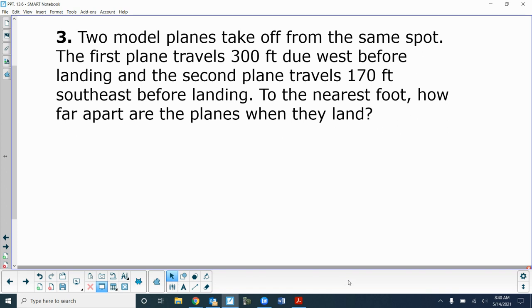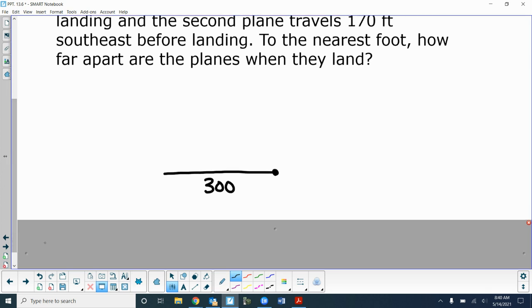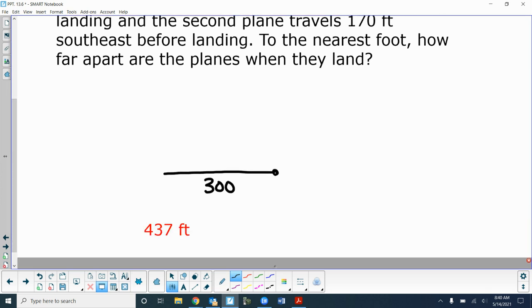Two model planes take off from the same spot. The first plane travels 300 feet due west. So it started, let's say, here. Due west would be that way, right? 300 feet. And the second plane travels 170 feet southeast before landing. Southeast would be, what, this way?